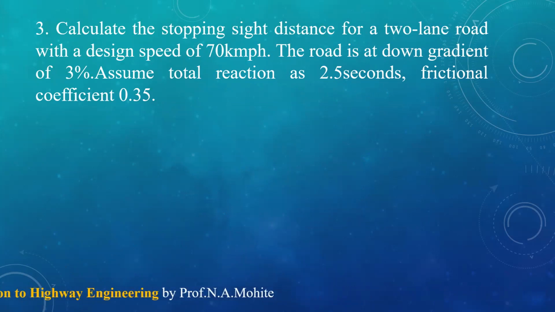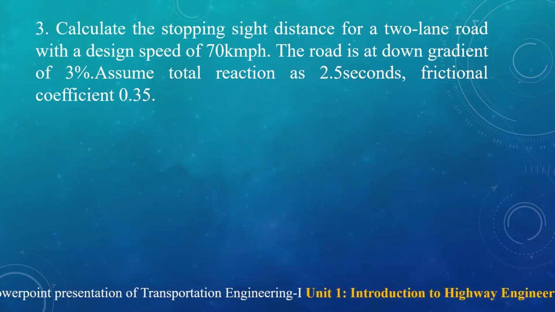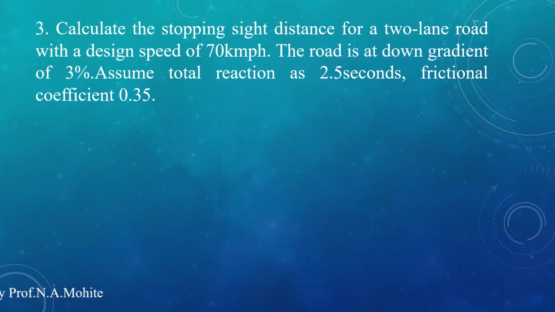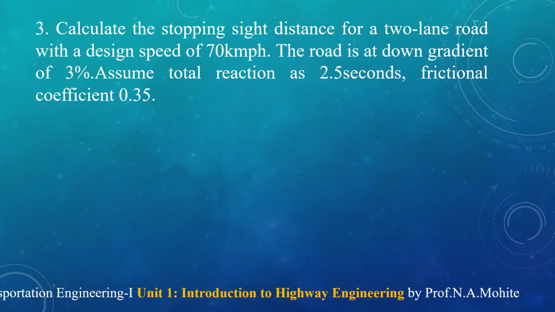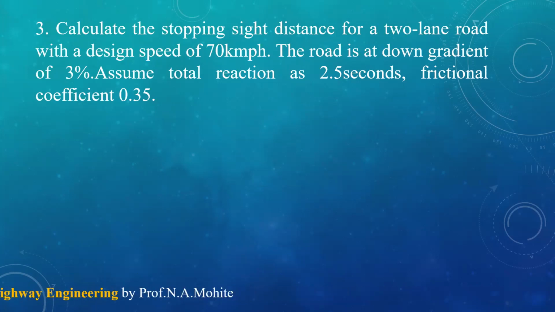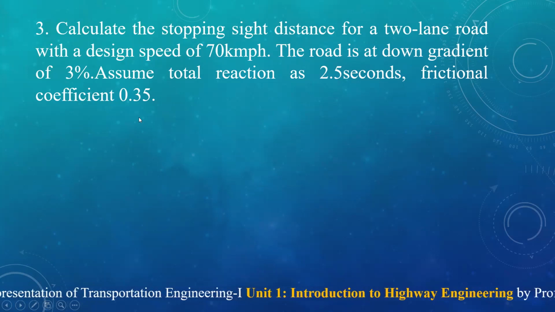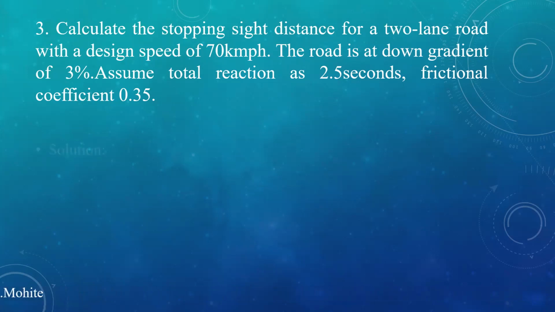So in the initial case, we just solved for the stopping sight distance. Then we increased the difficulty level: we mentioned the brake efficiency and also that it was a single lane road, so we doubled the answer. And now here you can see the level of difficulty has been increased again, in which it has been mentioned that the slope or the down gradient is 3%. So now we will make use of equation number 2.